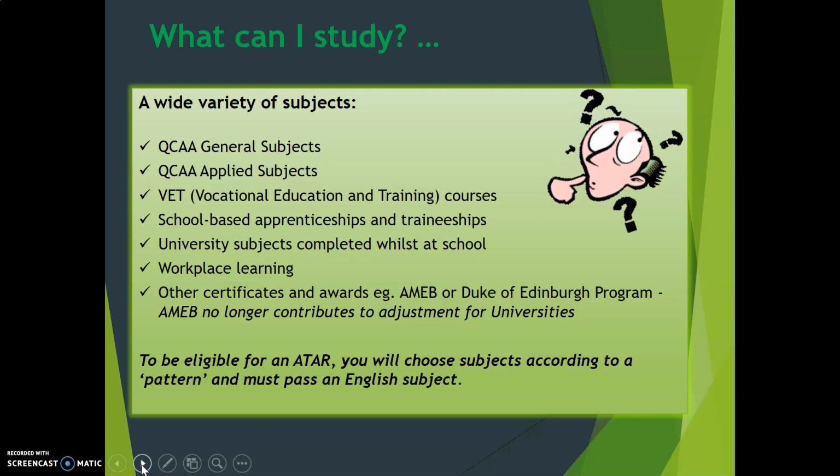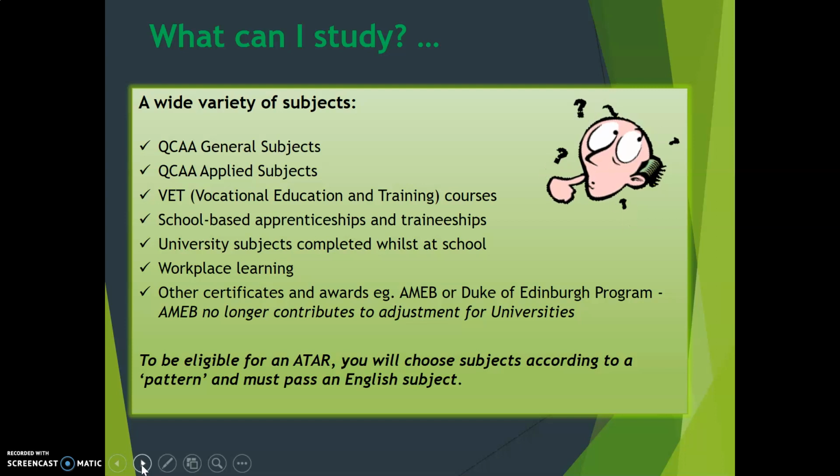If you're doing any university subjects whilst you're at school, you might study the Start QUT program, or you might look at the program that UQ are offering that you can start whilst you're in Year 11 and 12. Any workplace learning that you might do, or any other certificates and awards that you may achieve throughout Year 11 and 12. For example, some of you might be involved in the Duke of Edinburgh program, and some of you might be studying music through the AMEB program. Unfortunately, with the new system, the AMEB no longer contributes to what we call adjustment ranks for universities, and these were ranks that you could get on top of your ATAR to help you gain entry into certain courses.